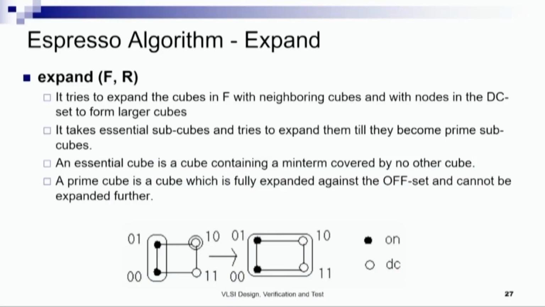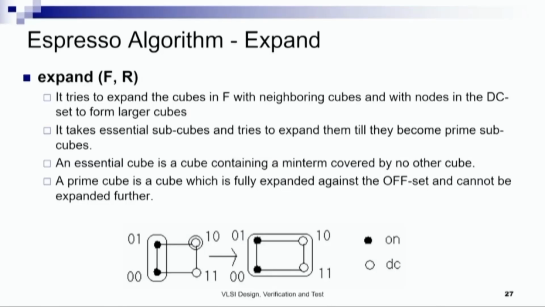So, what does the expand function do? The expand function takes as input f and r, where f represents the current cover over implicants that we have to get the onset of the function, and we also have r, the set of don't cares. What does expand try to do? It tries to expand the cubes in f. So, we said that initially we have some random initial cover.